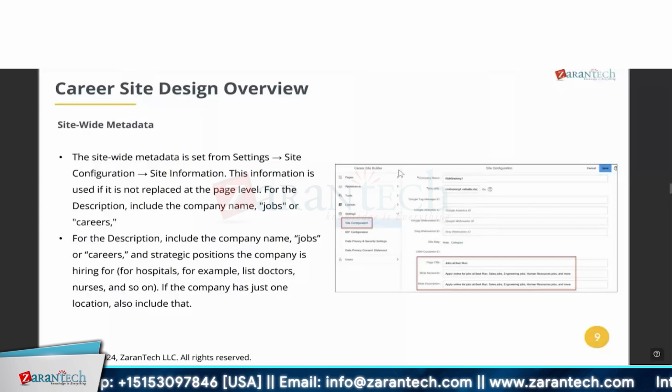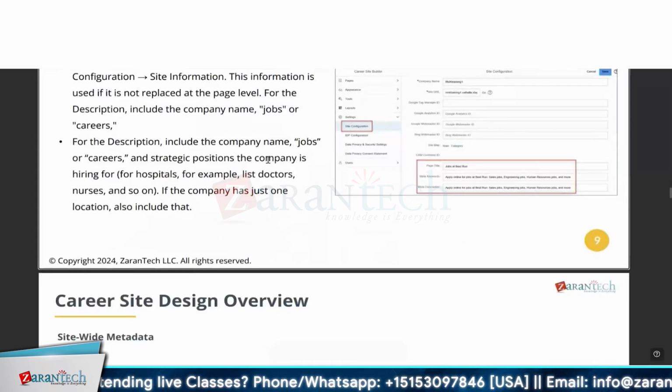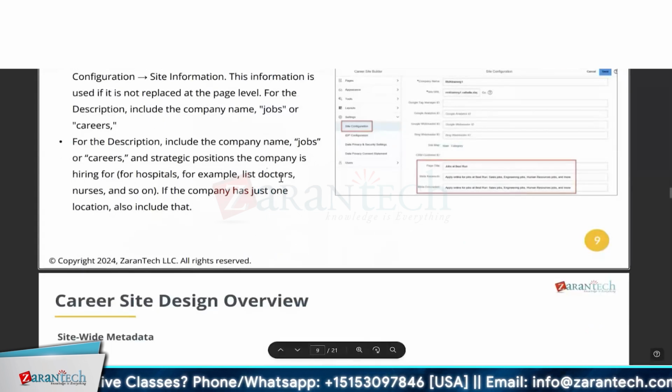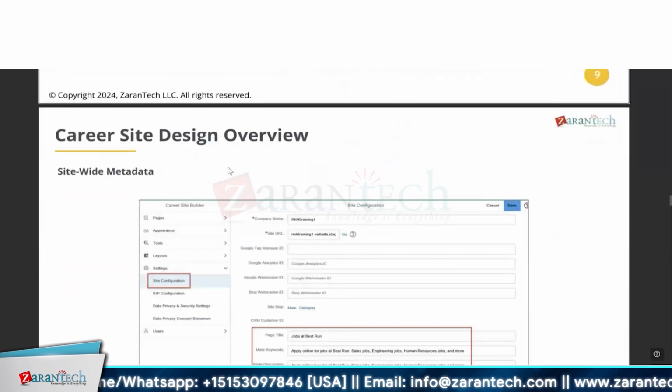Some of the people who have internal marketing teams who are well versed with this coding and the site setup might ask you directly, is there an option for us to update the meta keywords anywhere? Or is SuccessFactors Recruiting Marketing capable of accepting the meta keywords? All right, something like that. If that is a straightforward question, you know where to go. You can update it in the career site builder. It's giving you some examples: the company name, jobs or careers, the strategic positions of the company. If they're hiring for hospitals, lets say doctors, nurses, you can keep the keyword so that everyone will get that updated.